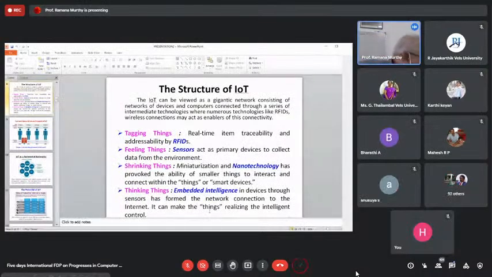Okay, and next is thinking things. Basically, this is a component related with embedded intelligence, because you need to have some intelligence, and that should be in embedded form. That is possible if you create such devices with the help of sensors, with a network connection to the internet. It makes the things realize intelligent control.